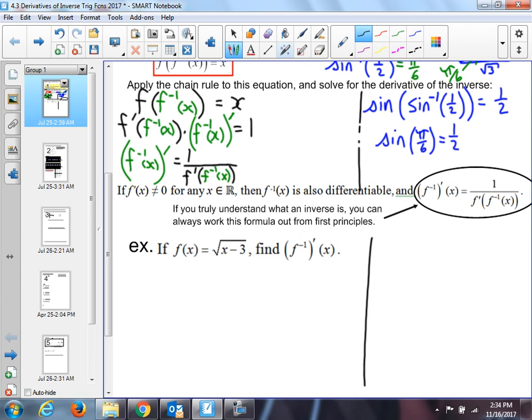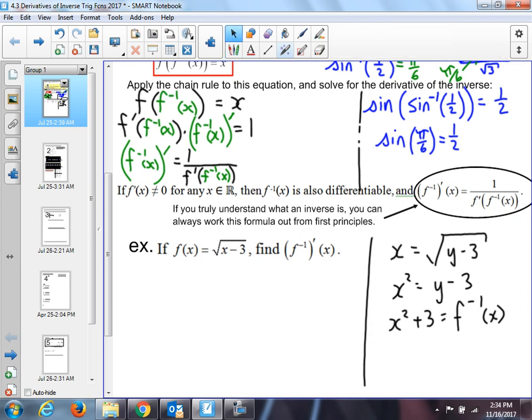I'm calling f of x equivalent to y. So x equals the square root of y minus 3, and then we solve. x squared plus 3 is equal to what I'm going to call the inverse. Does this work? On the interval that is applicable, it does.